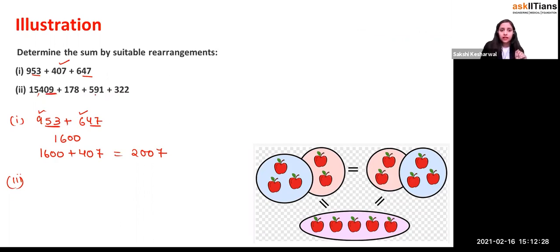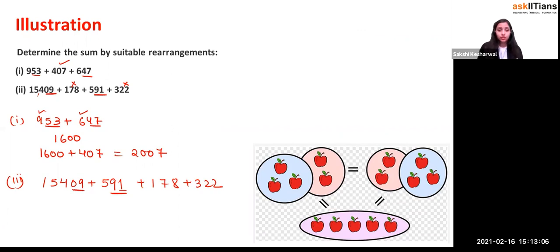See, this 9 and this 91 is going to add up to what? 100, right or not? And this 78 and this 22 add up to what, beta? 100, right? So I am just doing a suitable arrangement: 15,409 plus 591, this is the one arrangement, and the second is what, beta? 178 plus 322. Now just give a close observation. Oh my goodness, I wrote 591. Yeah, 591.